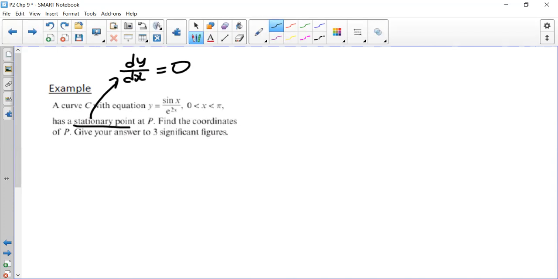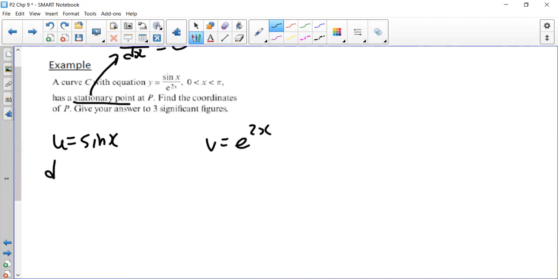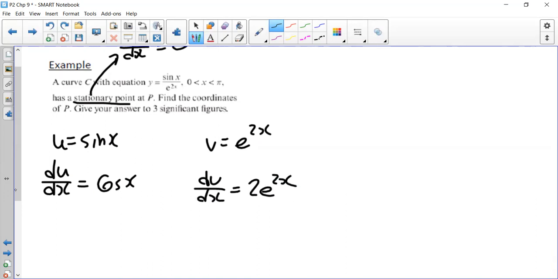So there we go. We're told dy by dx equals 0, so first thing, it's time to differentiate. Fraction, quotient rule. So u equals sine x, v equals e to the power of 2x. So du by dx: differentiating sine x gives you cos x. What about e to the power of 2x? Differentiating 2x is 2, so dv by dx is 2 times e to the power of 2x. Now use the quotient rule.